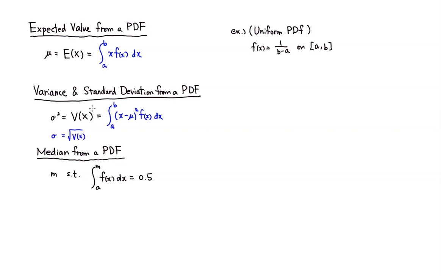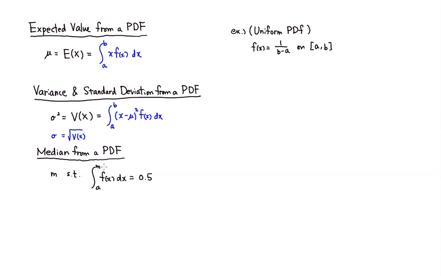Right? And there's something called the median. Median is similar to expected value or mu, but it's different. Median m is the value such that if you integrate the probability density function from a to m, you get 0.5, so basically 50% chance, right? So that number is called the median.